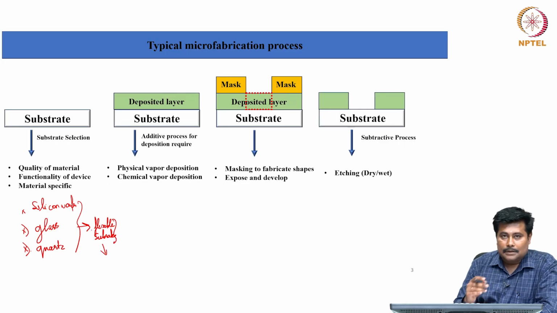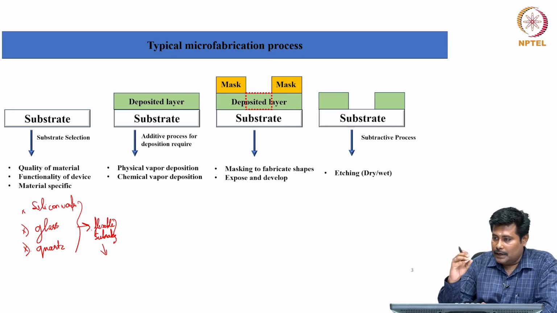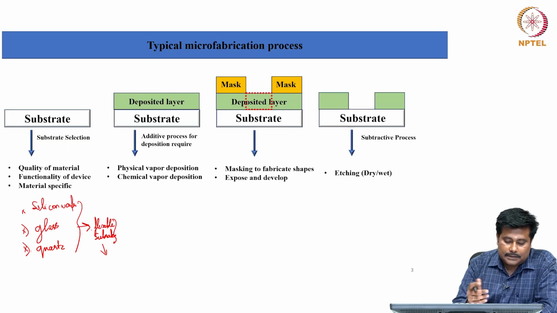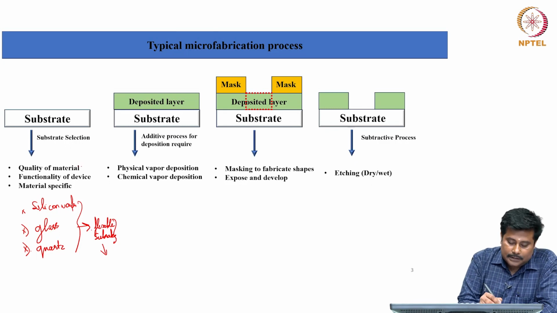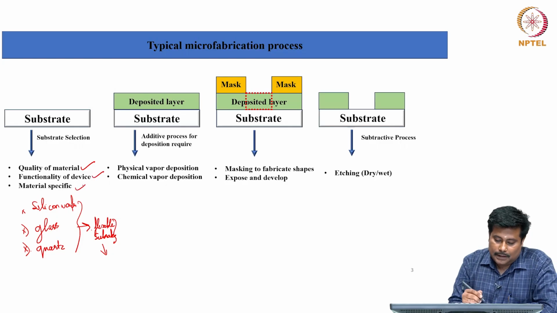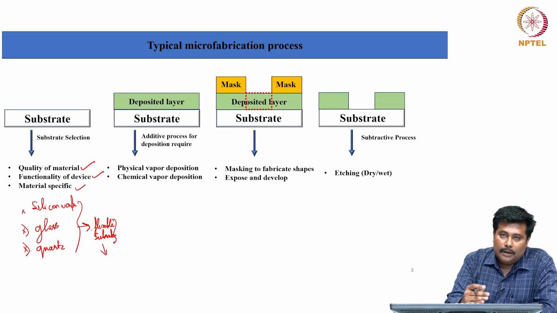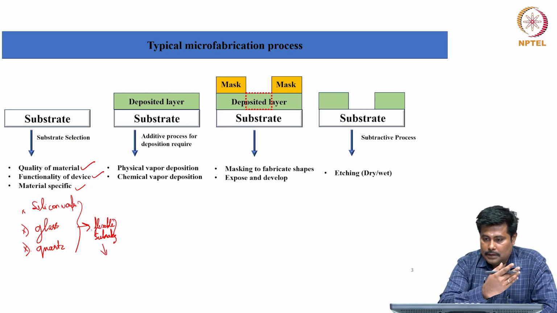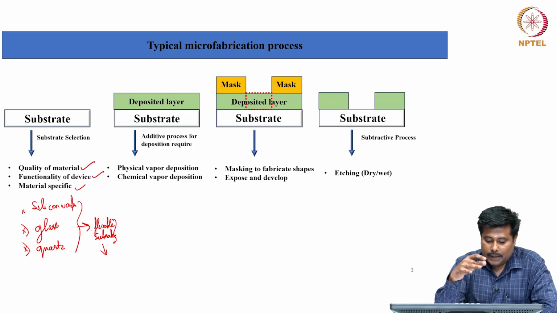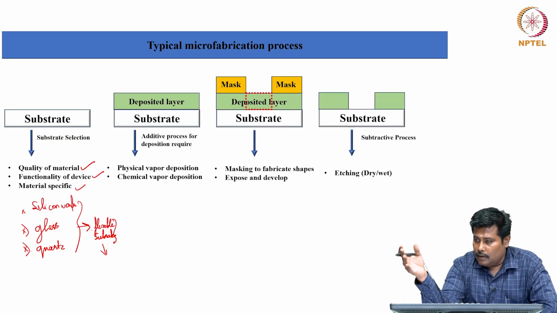Sometimes these flexible substrates are transparent enough that we can see the complete functionality of the device we are fabricating. When we look into substrate selection, the substrate is selected based on the quality of the material, the functionality of the device, and the material specifics. The substrate acts as a base, and over the base materials are normally deposited. In certain cases, for example a smart material, these smart materials can be efficiently deposited on a substrate, and by actuating it appropriately we can get a certain functionality.